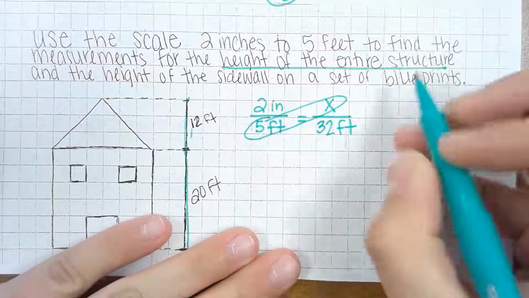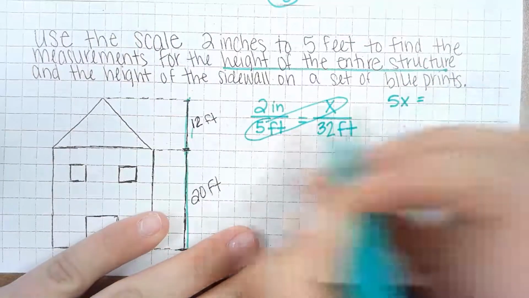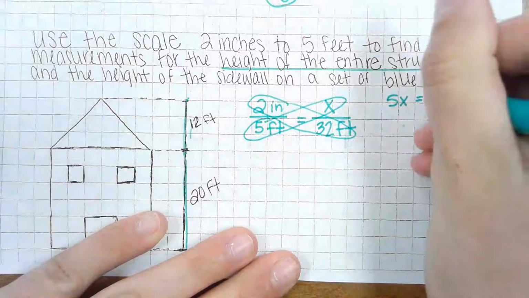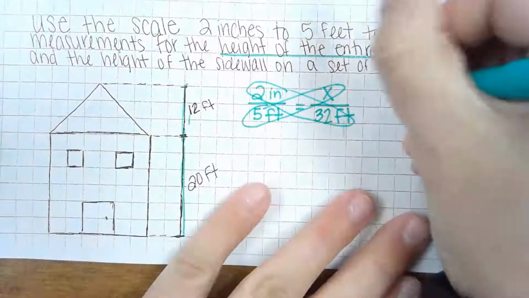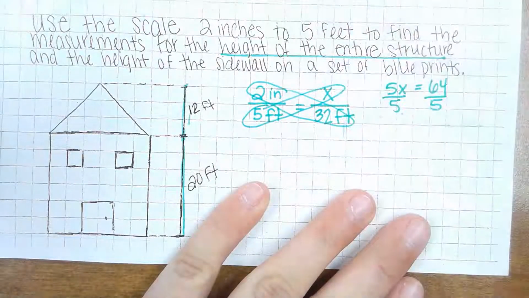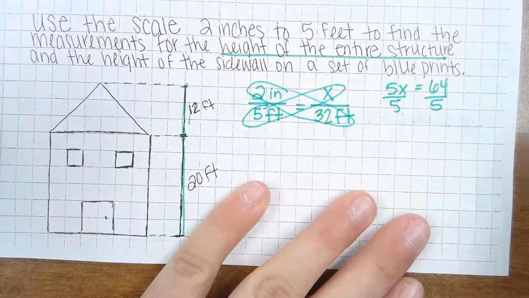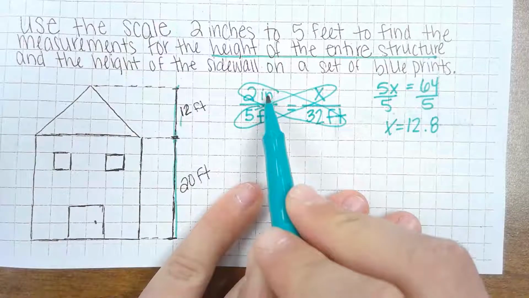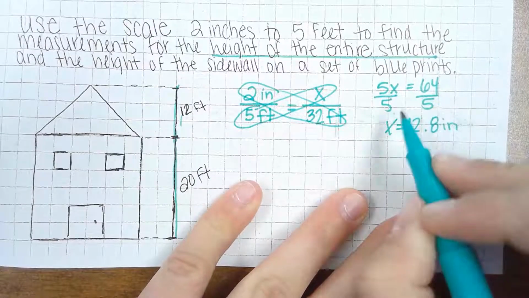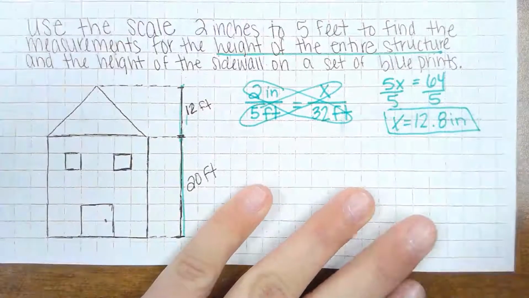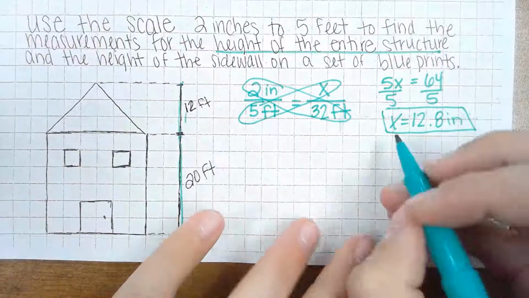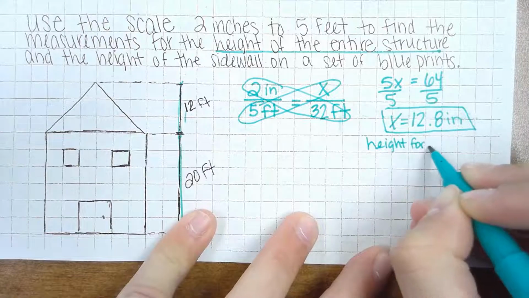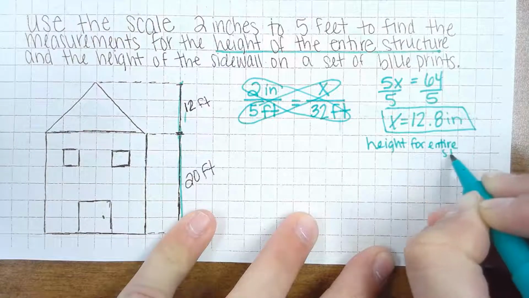So 5 times x is 5x. 32 times 2 is 64. And then to get x by itself, just divide by 5 on both sides. So 64 divided by 5 is 12.8. And notice how this time we're finding the blueprint, so it'll be 12.8 inches. So this represented the height for the entire structure.